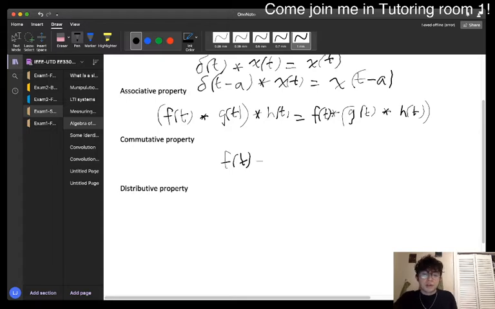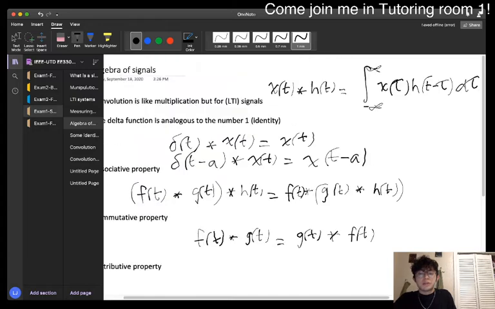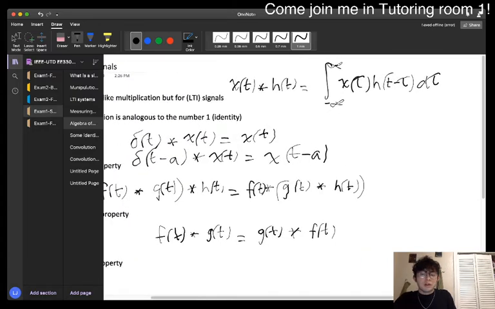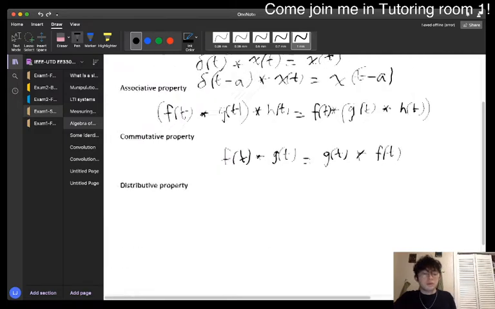If we have our signal f of t and we convolve it with g of t, then this is g of t convolved with f of t. This is significant if you look at the original definition of convolution. We can basically choose which one of these signals to flip and shift. It doesn't matter, but that's the important part of that.